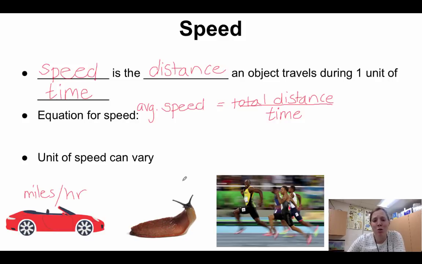If I was trying to measure the speed of this snail, I might measure it in millimeters per minute because the snail doesn't go very fast, so it probably doesn't make sense to be measuring it in miles per hour. If I'm trying to measure the speed of Usain Bolt as he runs down the Olympic track, I might measure it in meters per second. And so your unit will vary depending on what the object is that you are measuring the speed of.